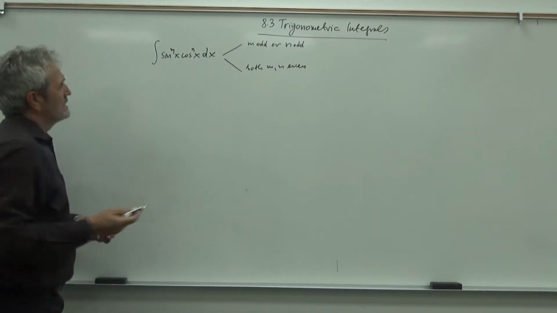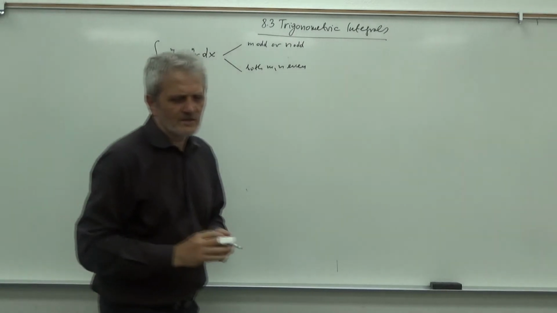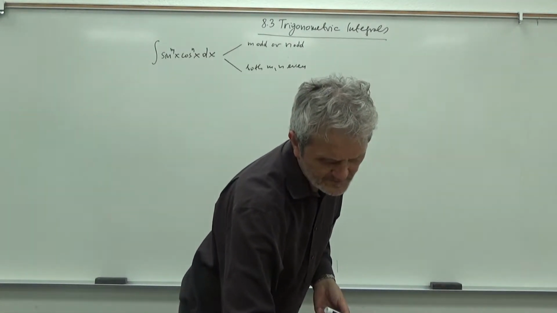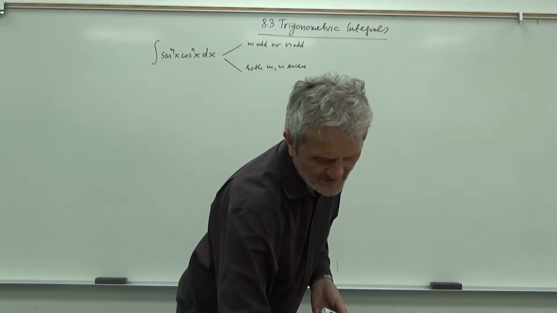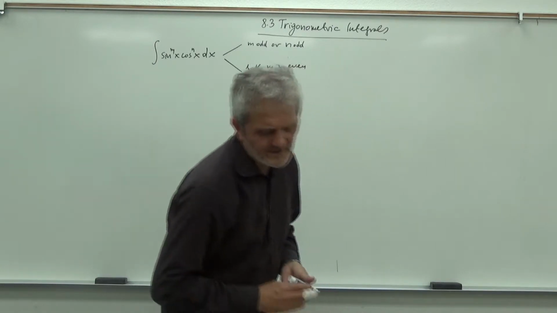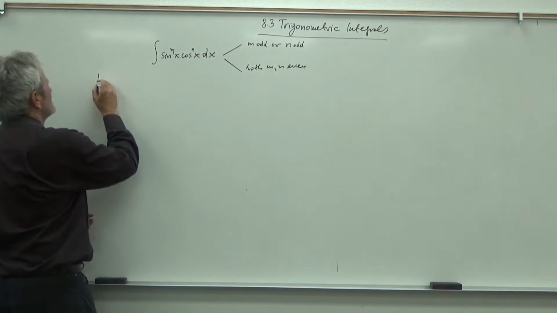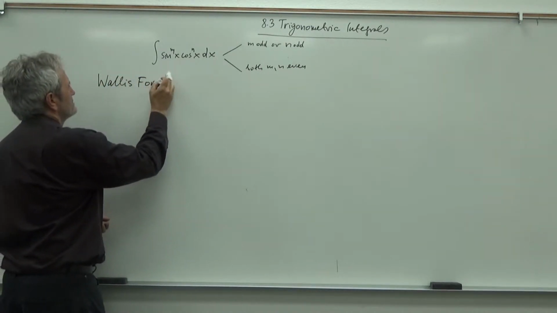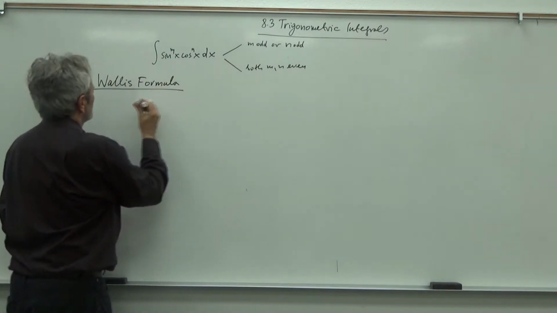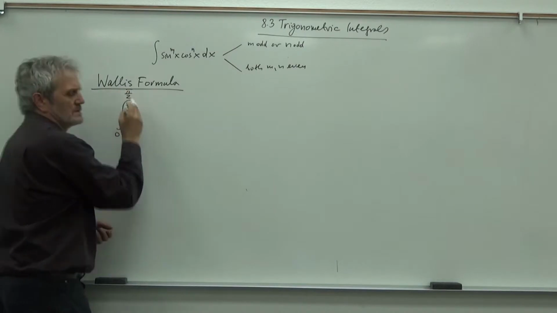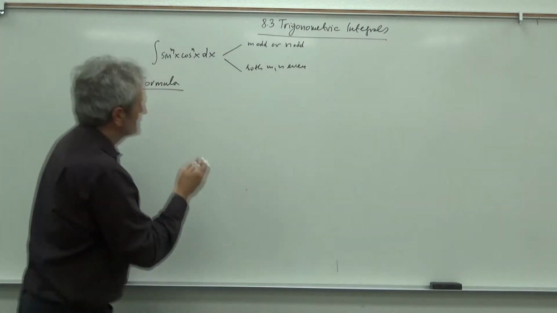Right, let's now do one type of definite integrals. It is a famous formula called the Wallis formula. It is a special type of integral. It's a definite integral. Let's consider the following integral. It's called the Wallis formula. It is the integral between 0 and pi over 2 of cosine to the n of x dx.